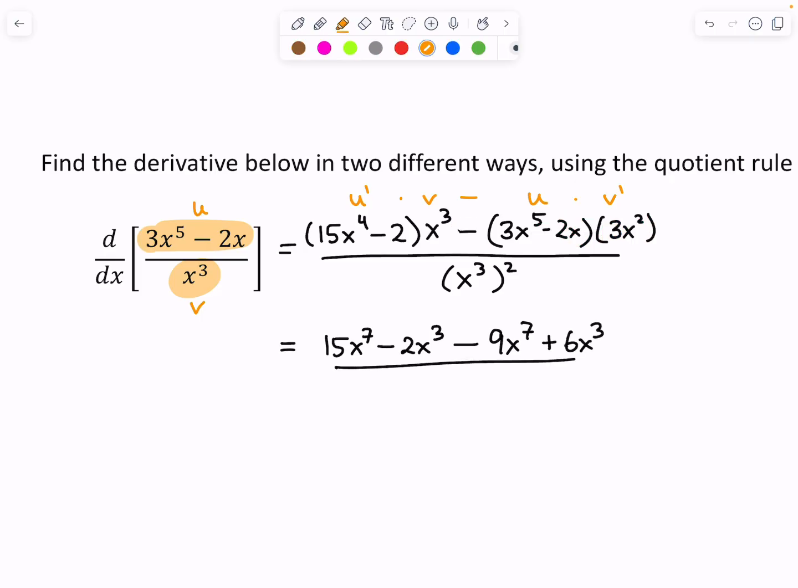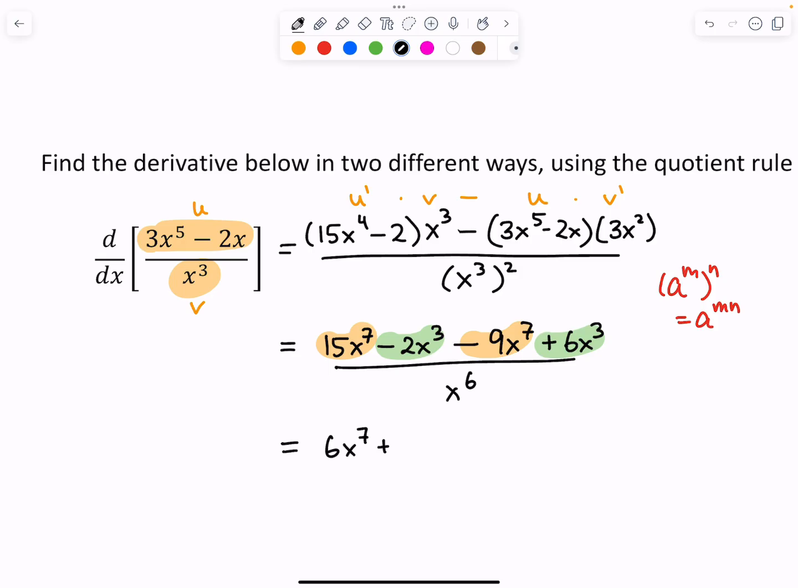And this is all over, and then when you square x to a power already, you multiply those two powers. So you would have x to the sixth, keeping in mind, a to the m power raised to the n power gives you a to the mn power. Okay, now notice we have two similar terms there and two similar terms here, so we can combine a few things. The orange terms combine to be 6x to the 7th, and the greens combine to be positive 4x cubed, and this is all over x to the 6th.